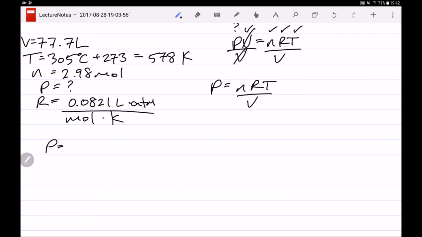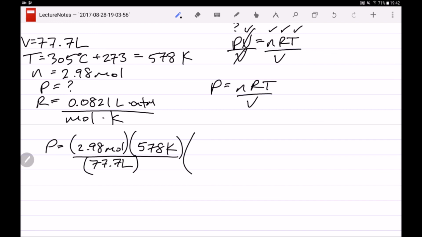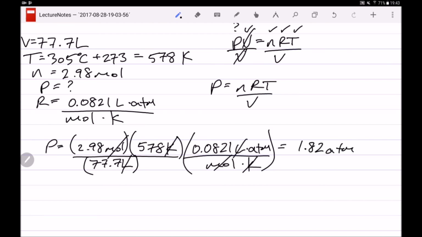P equals 2.98 moles, 578 Kelvin, 77.7 liters. R is right side up. Ta-da. And the answer is 1.82, definitely not significant figures, atmospheres. Actually, I think the significant figures for this particular one is right. How about that? And then a little smiley face, just so that we feel better.